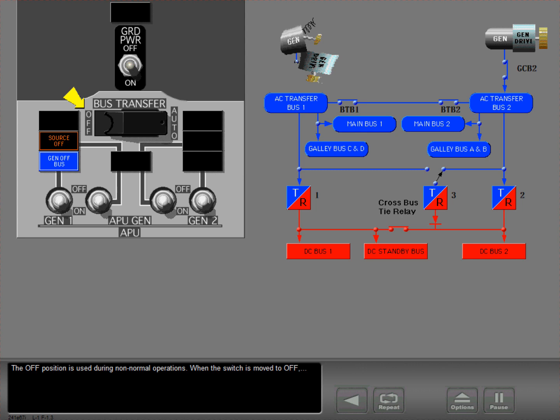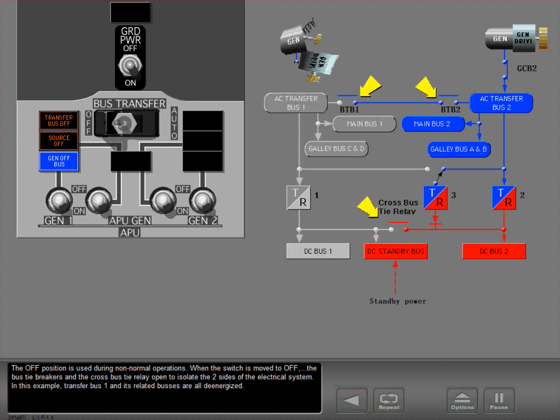When the switch is moved to off, the bus tie breakers and the cross bus tie relay open to isolate the two sides of the electrical system. In this example, transfer bus 1 and its related buses are all de-energized.